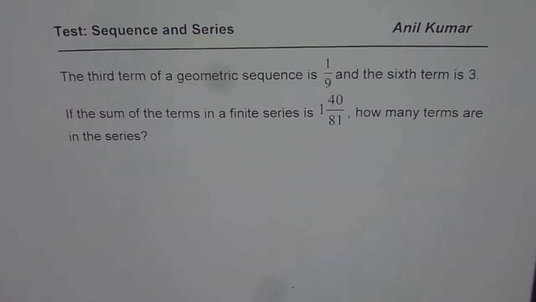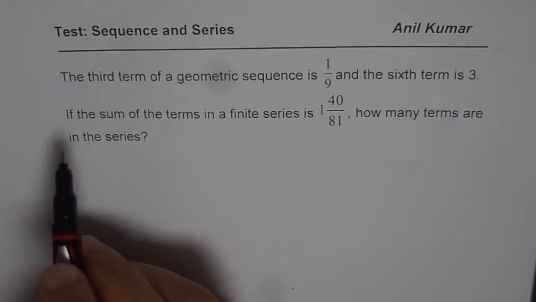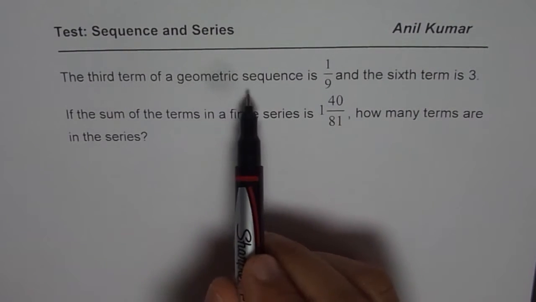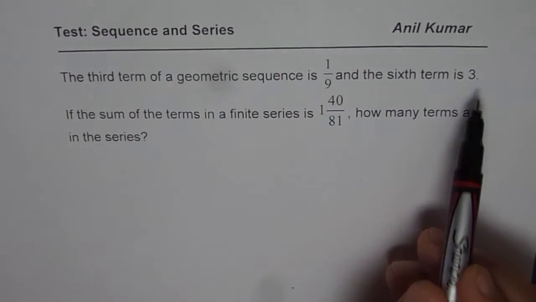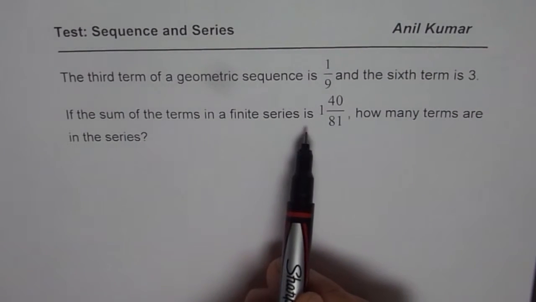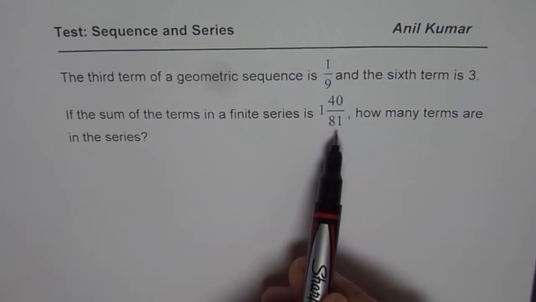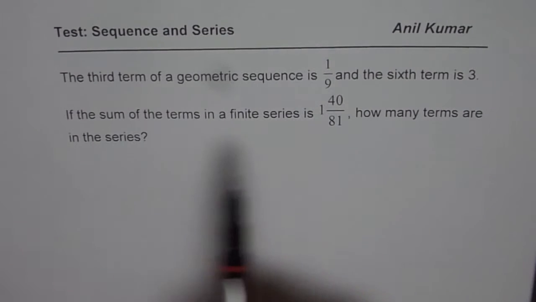I'm Anil Kumar, and in this video we will understand the solution for the test problem on sequence and series. The question is: the third term of a geometric sequence is 1/9 and the sixth term is 3. If the sum of the terms in the finite series is 140/81, how many terms are in the series?